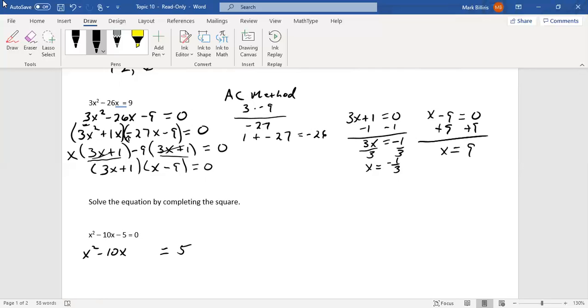Step number 2, we'll take half the middle term and square it. So half of negative 10 is negative 5. And when we multiply negative 5 times itself, we get positive 25. So what we're going to do is add that to both sides.